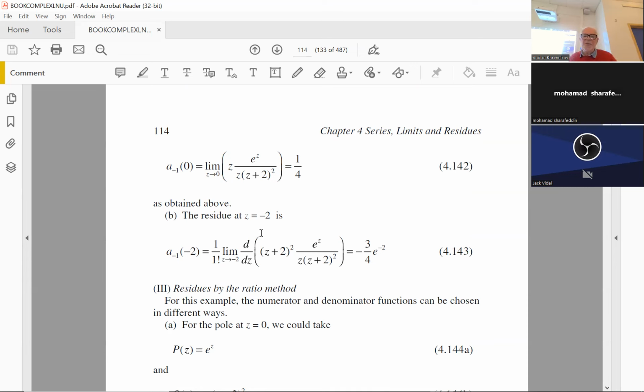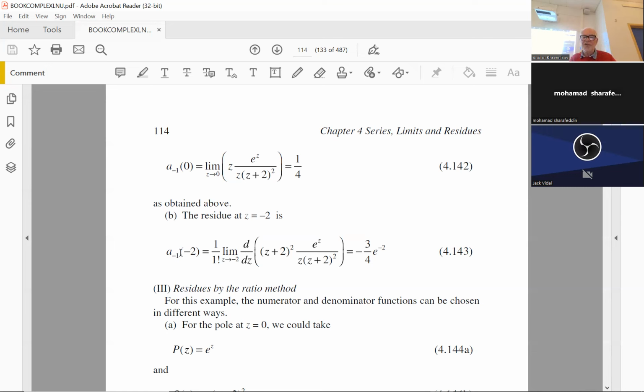When z equals -2, it is a pole of degree 2. What do we do? We take our function and multiply by this square, so that this singularity disappears. We multiply to the same degree as the singularity, and then we should take the derivative of degree 1. So if the pole has degree m, the derivative has degree m minus 1.